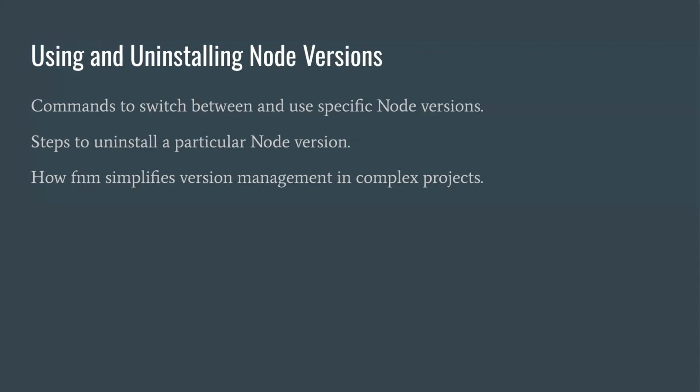Using and uninstalling node versions with FNM. Switching to a specific node version is a simple command away. So you can uninstall any version you no longer need. This functionality is particularly useful if you have complex projects requiring different node environments, allowing seamless transitions and cleaner development spaces.